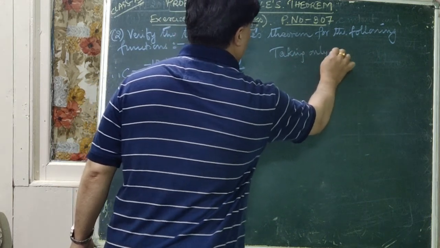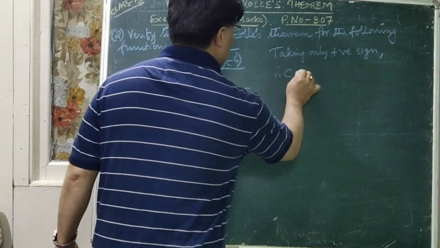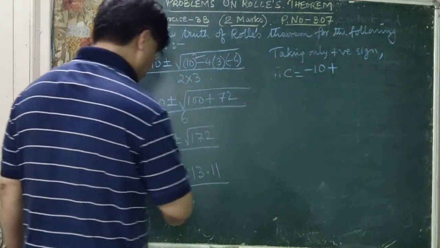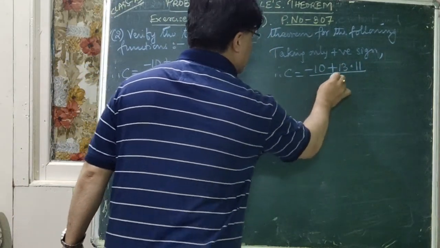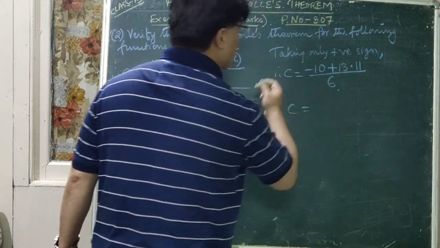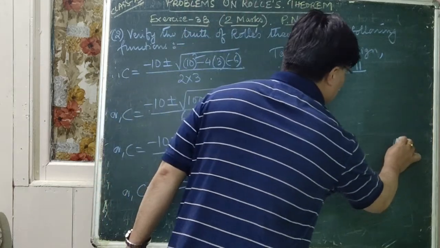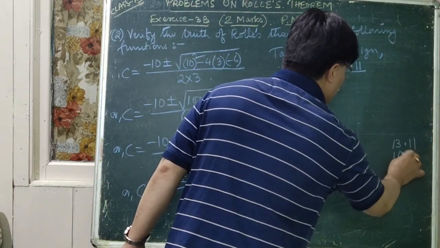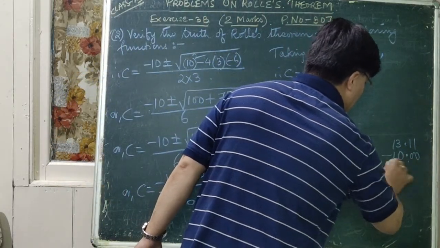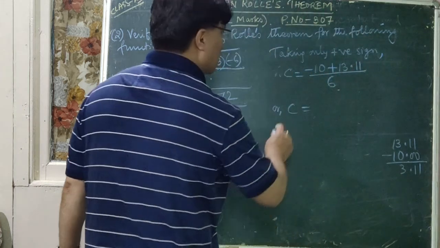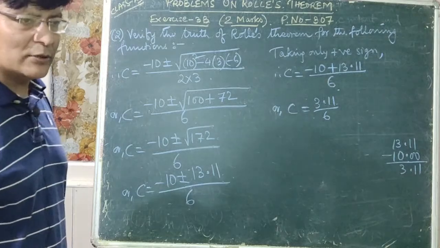Taking only the positive sign, what do we get? Therefore C is equal to minus 10, write only the plus sign, 13.11 divided by 6, or C is equal to, now we can subtract it. 13.11 minus 10, how will you subtract it? You know how to subtract it, isn't it? 10 should be subtracted from 13.11, right? Minus. So it is 3.11. So it is 3.11 divided by 6. Is that clear to all of you?